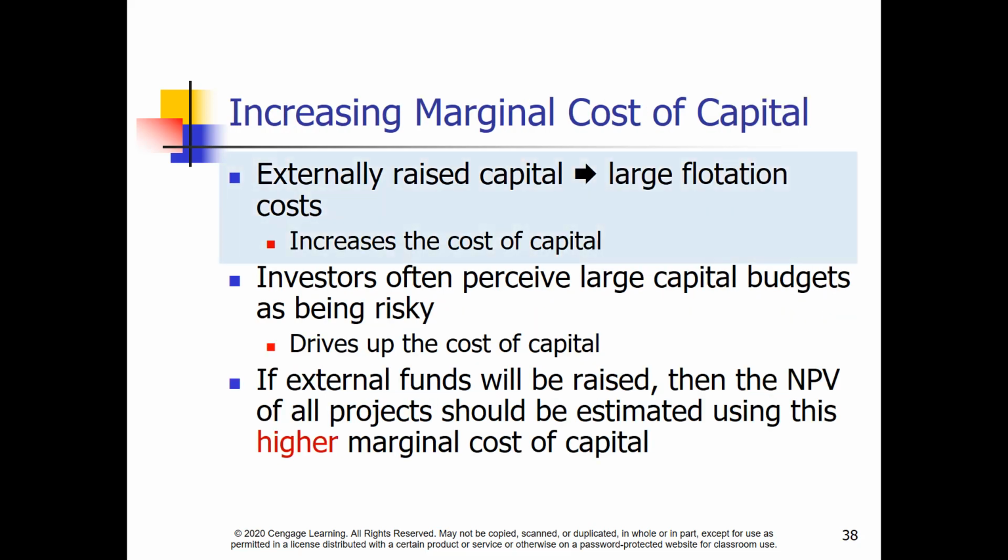We've seen in our calculations that raising outside funds incurs flotation costs, relatively low for debt and preferred, but pretty high for new equity. In each case, the cost of that capital component rises, driving up the overall cost of capital. Large capital budgets can be perceived as risky, also driving up the cost of capital. And we'll see how this works on the next slide.